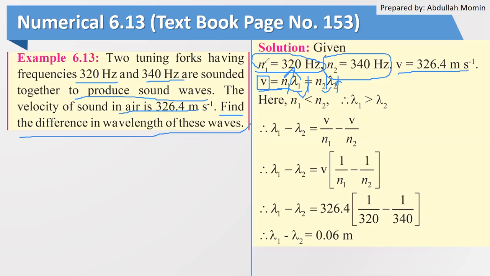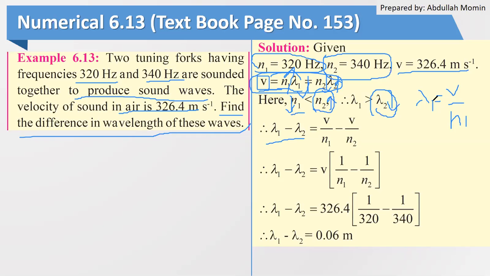Since from the given data N2 is larger than N1, lambda 2 should be smaller since the frequency is greater. Increasing the frequency decreases the wavelength, and decreasing the frequency increases the wavelength. So we will write lambda 1 minus lambda 2 as V by N1 minus V by N2. From this equation, lambda 1 is equal to V by N1.